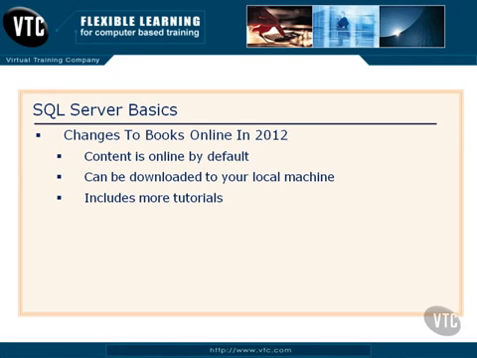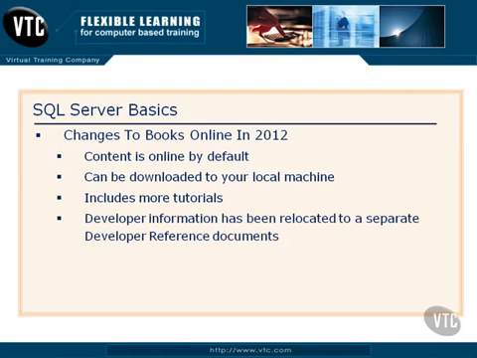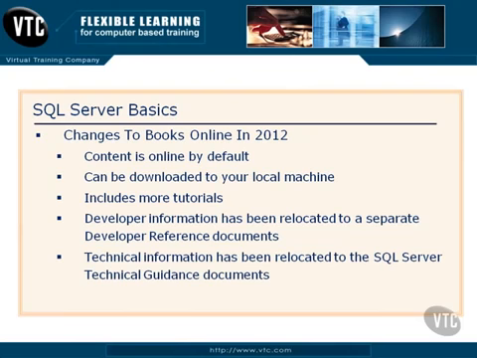But they also have included more tutorials in the 2012 version of Books Online, and they have taken the developer information and relocated it to a separate developer reference document, and they've done the same thing for the technical information that us nerds really kind of got off on last time. And so if you want to see that stuff, you can still see it, but just notice the first time you open Books Online, it looks like it's been stripped down, and if you're a technical person, it looks like there's no useful information in there anymore, and it's because that technical stuff has been taken out. You really have three documents now. You have Books Online, just kind of regular, developer references, and then technical references. So just keep that in mind.